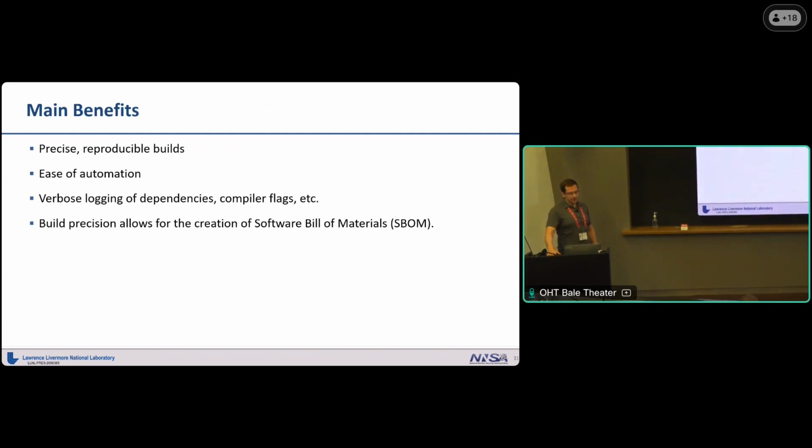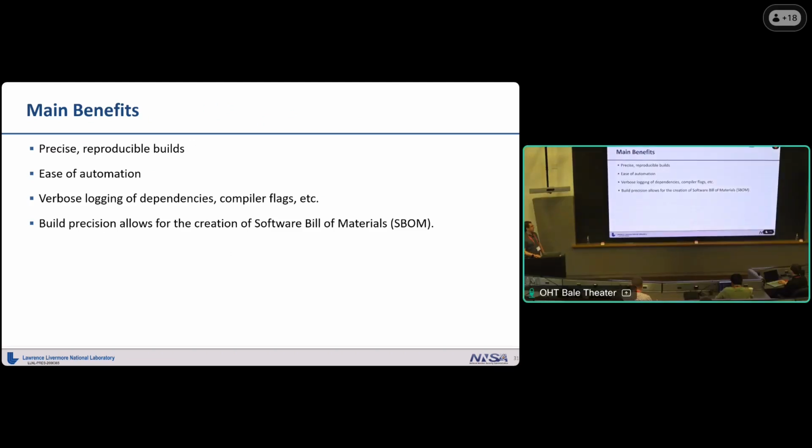We're going to have precise, reproducible builds, ease of automation, verbose logging of dependencies, compiler flags, et cetera. And for cybersecurity concerns, build precision allows us to create software bills of materials, also known as SBOMs, and see exactly what's running on our clusters without having to just hope that that RPM was built correctly.